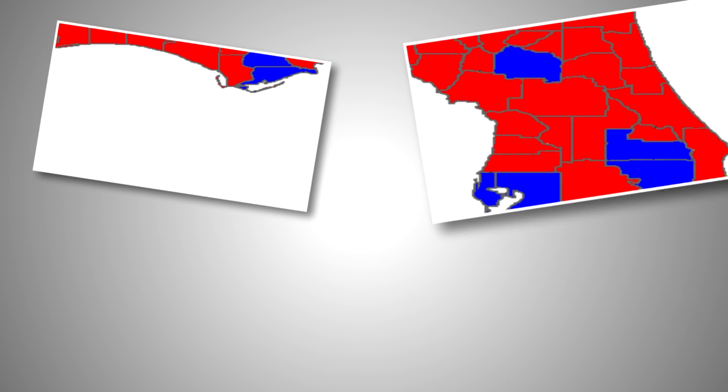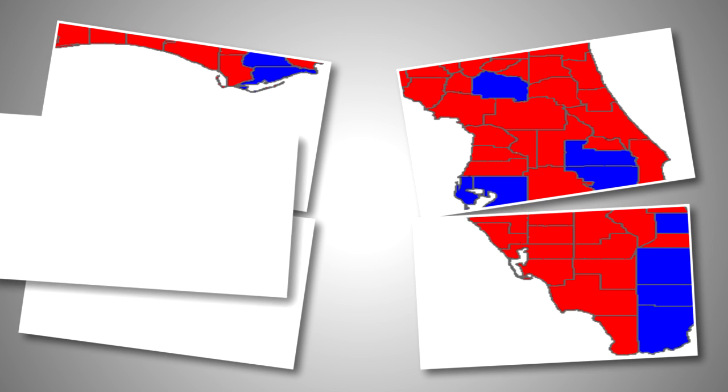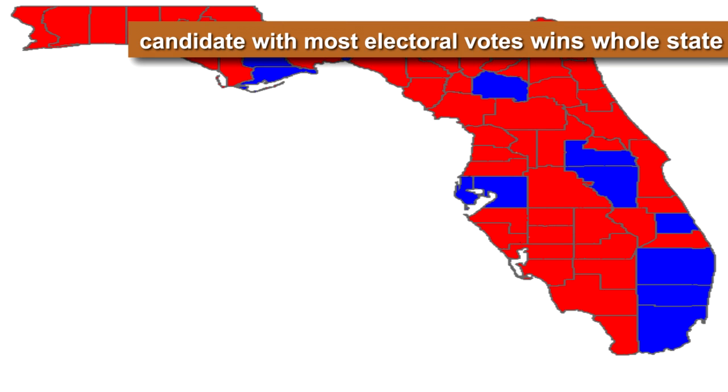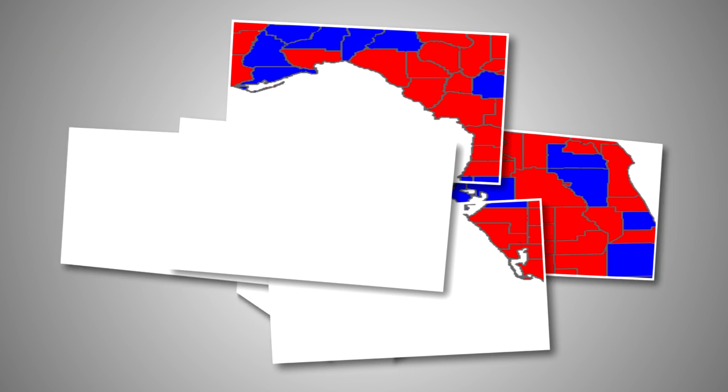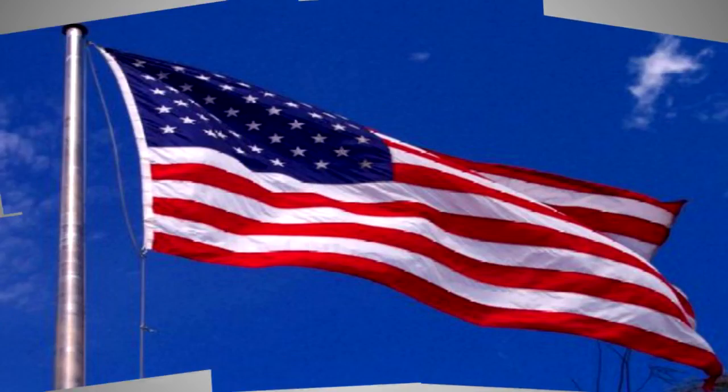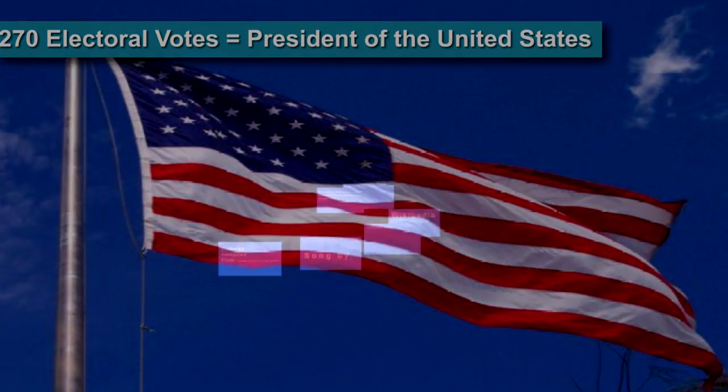After all 29 electoral votes are added up, the candidate with the most votes wins all 29 electoral votes for, in this case, the state of Florida. So if John Smith wins the most votes in the state of Florida, he wins all 29 electoral votes and wins the state of Florida. The first candidate that gets to 270 electoral votes nationwide wins and becomes the President of the United States.